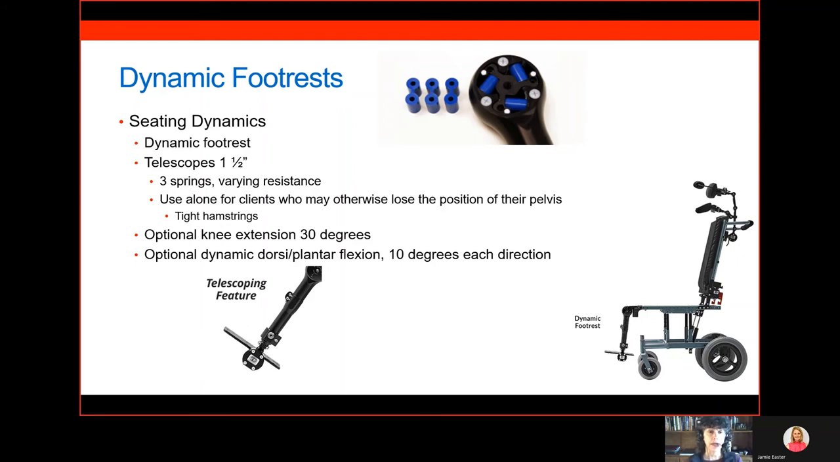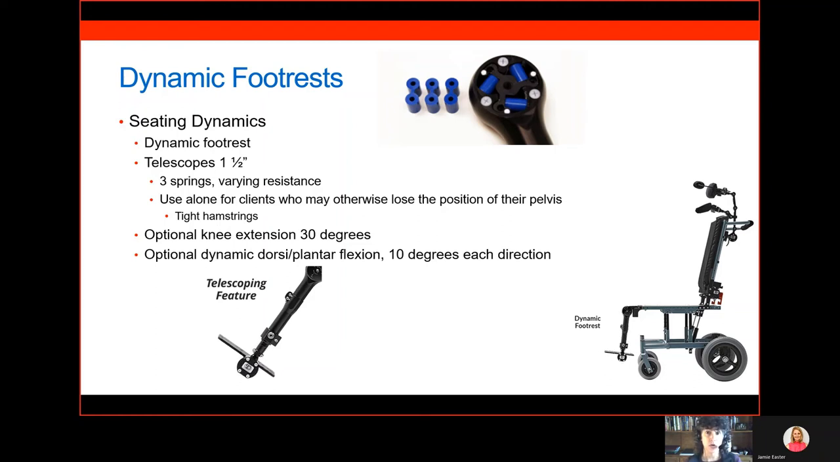The Seating Dynamics Dynamic Footrest telescopes and has an optional knee extension, optional dynamic dorsiplantar flexion, depending on what your client needs. So if we only use the telescoping feature, this telescopes about 1.5 inches. Again, we have to make sure there's enough ground clearance to support that. There are 3 different springs that come with a dynamic footrest so that you can change it right in the field if you need to accommodate your client's resistance needs.